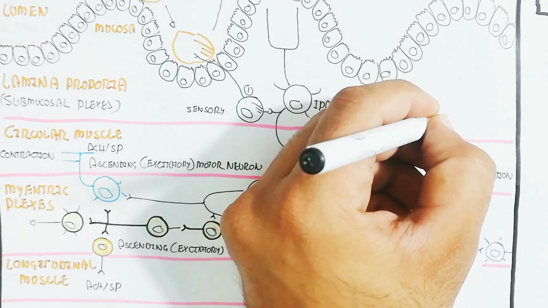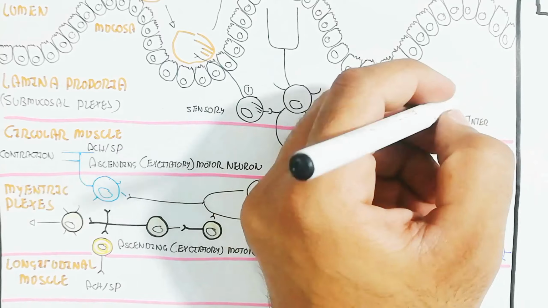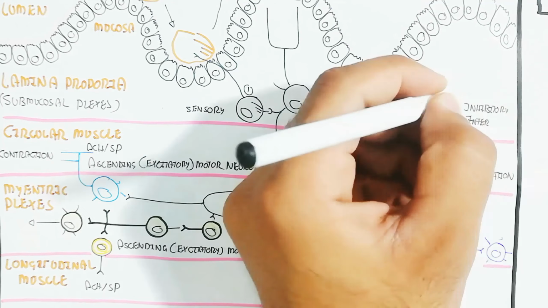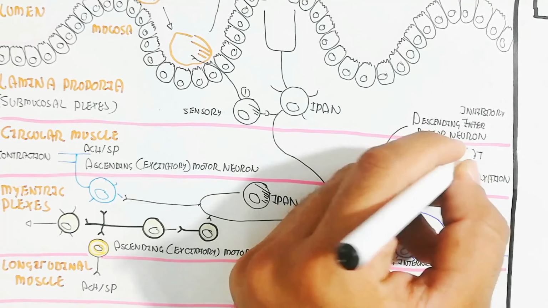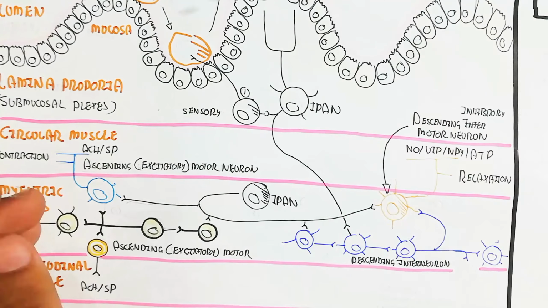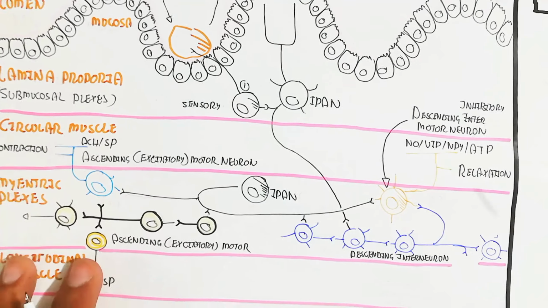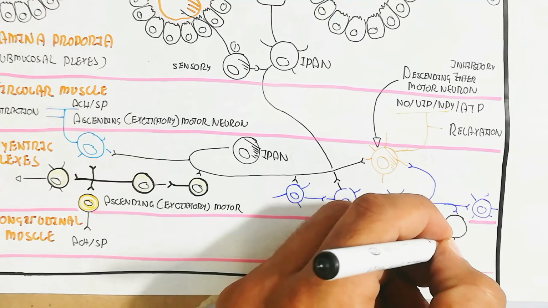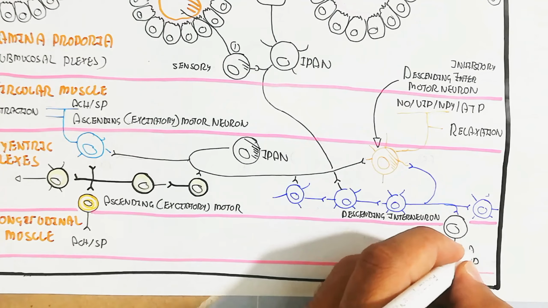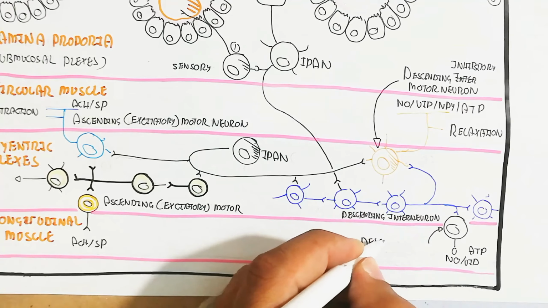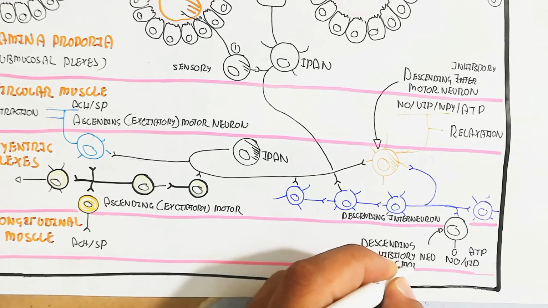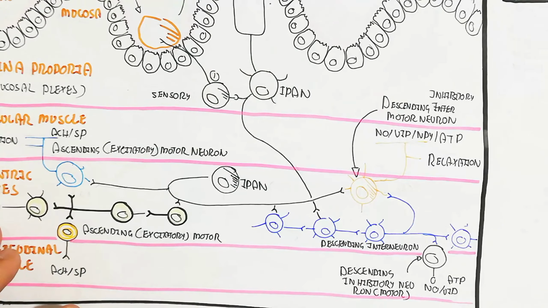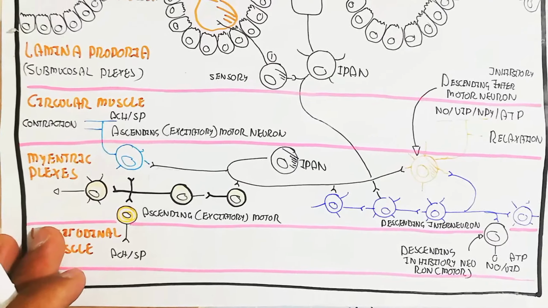Here is the descending inhibitory motor neuron. This descending inhibitory motor neuron basically inhibits the contraction through the neurotransmitters nitric oxide, VIP, NPY, and ATP, and this will also involve the descending interneuron, which will lead to relaxation of the muscle, and the descending inhibitory motor neuron it is.